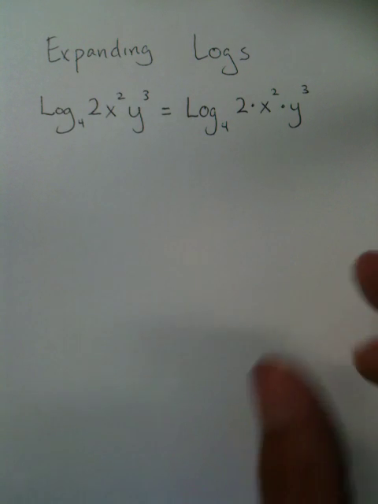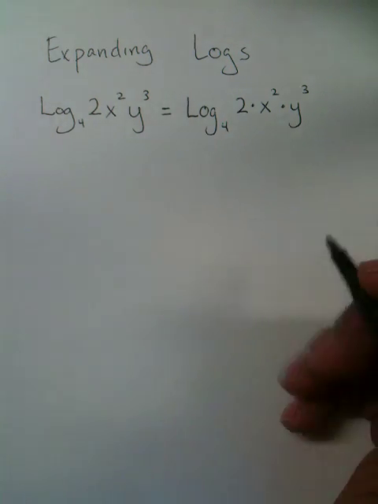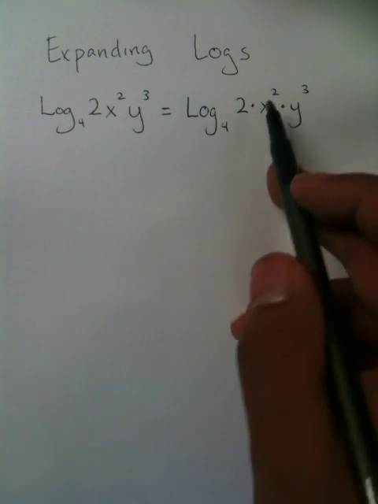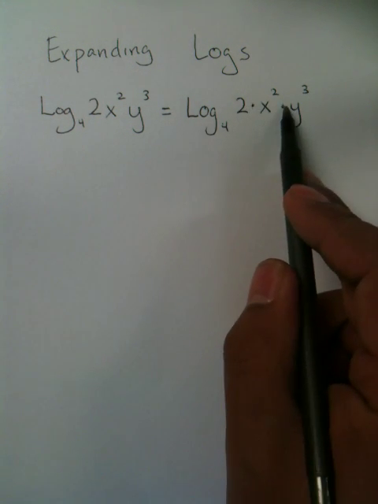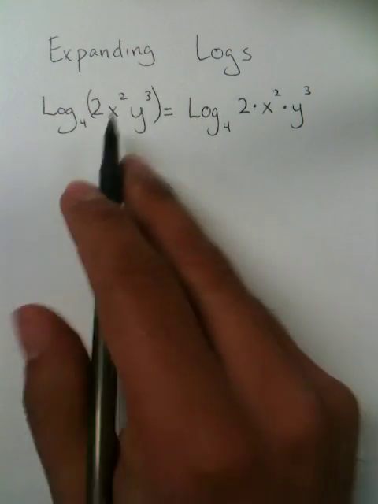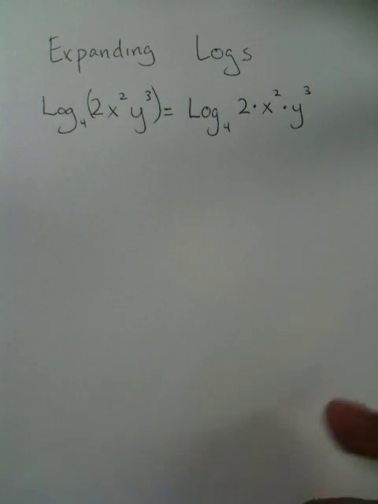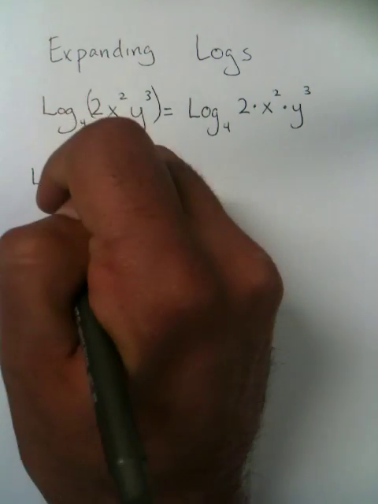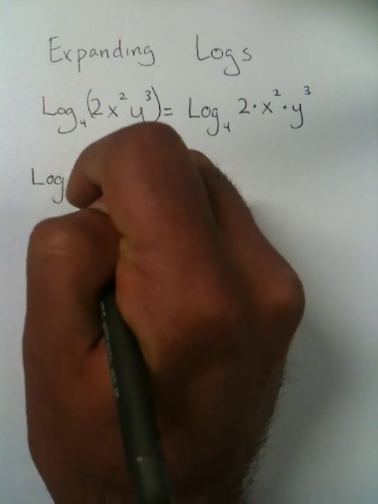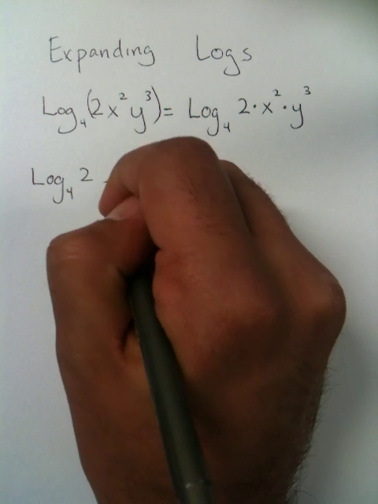Now, when you're expanding logs, obviously you're trying to separate it. You have one log and you're making it into several logs. Well, the rule is this. Whenever you have a multiplication sign within a monomial, and a monomial happens to be a bunch of things multiplied together, you can expand them into several logs. For instance, you're going to have the log of the 2, the subscript of 4 stays. You're going to add this.